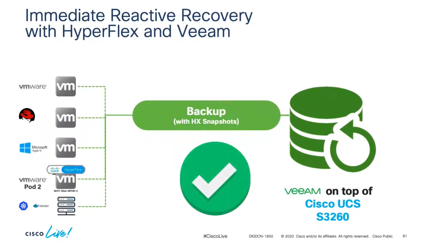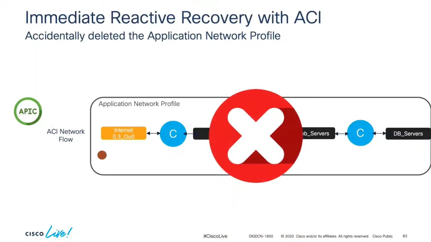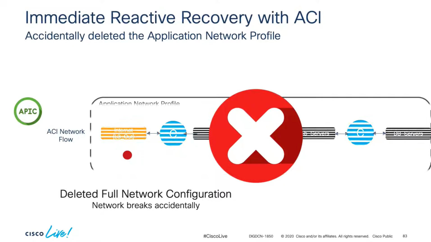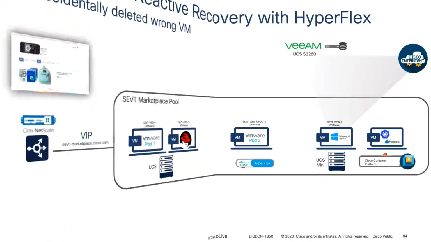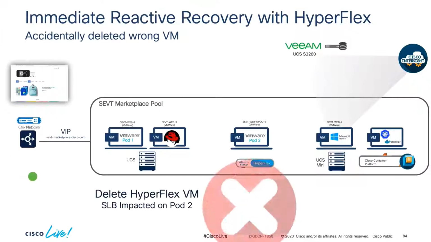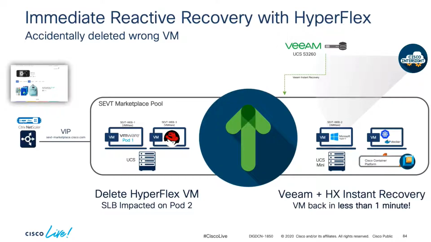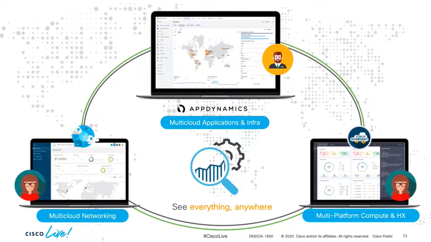As a summary for this section, we just deleted the whole network configuration from an application profile within a tenant on ACI and got it back in seconds, and even removed an entire VM and its disk and recovered quickly as well using Veeam Instant Recovery with its HyperFlex native integration. This provides you with immediate reactive recovery at all levels, network, compute, and storage, considerably reducing time spent in troubleshooting.